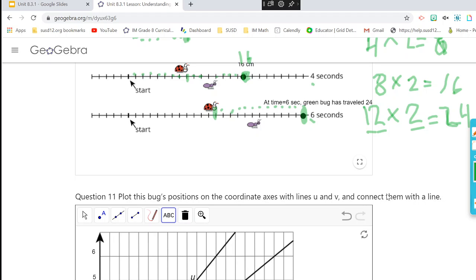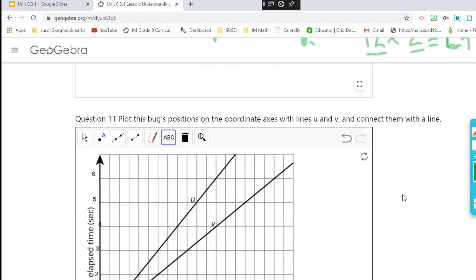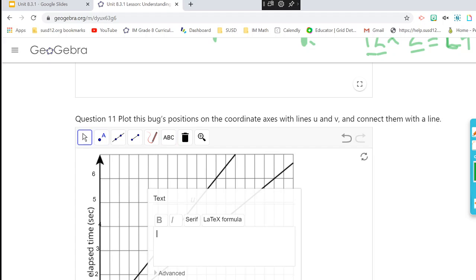But now I know that green bug is going to travel 24 centimeters after 6 seconds. It goes off the graph. What should I do? Should I leave it going off the graph and only plot some of the points? Or should I change the scaling? I can change the scaling to whatever I need to change the scaling to. So let's go ahead and change the scaling and see what we get.